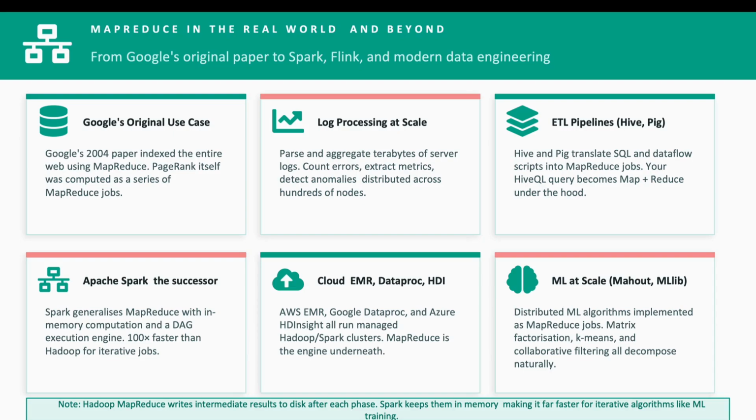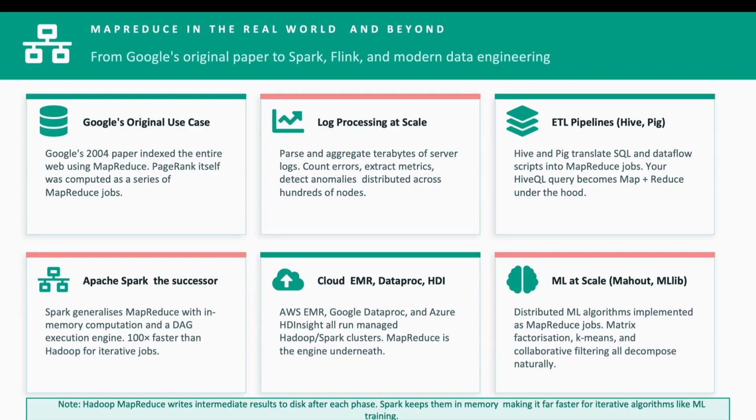We have Apache Spark. Spark generalizes MapReduce with in-memory computation instead of writing intermediate results to the disk after each phase, which is what Hadoop does using HDFS. Spark keeps them in RAM for iterative algorithms like machine learning. This makes Spark 100 times faster than Hadoop.